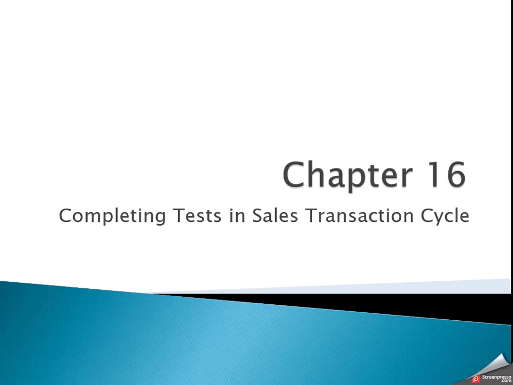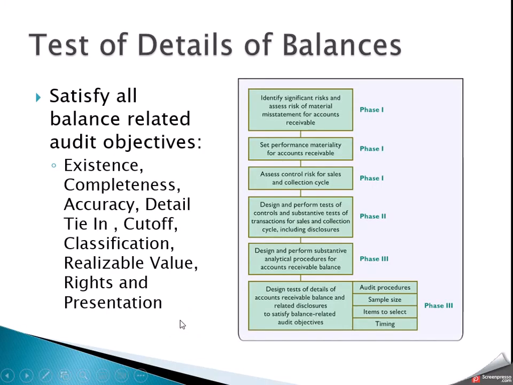We talk about completing tests specifically in the sales transaction cycle. So we're testing the detail of the balances. When we're doing balance related audit objectives, there are, I don't know, 7 or 8 of them. We're looking for the existence of the balance that we're testing, completeness, accuracy, detail tie-in, cutoff testing, classification, realizable value, and rights to it, and then presentation. So rights and presentation are two separate. I probably should have a little comma in there.